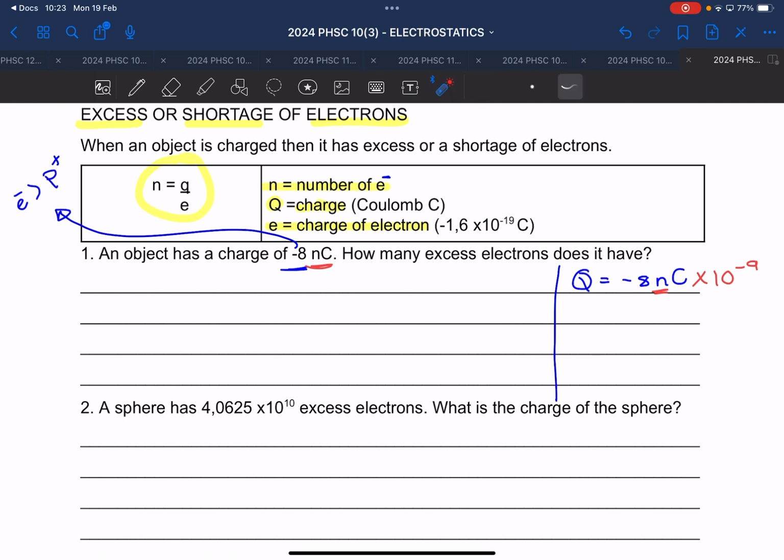Okay, now they ask how many, so the number of excess electrons does it have? So the number of excess electrons, they want to know. If you look at this formula, you see we are missing E. Where will we find E in a test or in an exam? On the data sheet, it's -1.6 times 10 to the power -19. Right, so we have N is Q over E. Then you substitute your values.